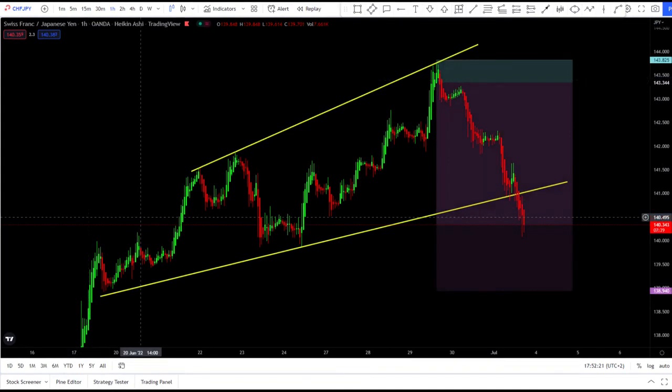Now on the third touch of the reversal pattern, what we can do is wait for price to change from being bullish to bearish and then enter the market without fear.